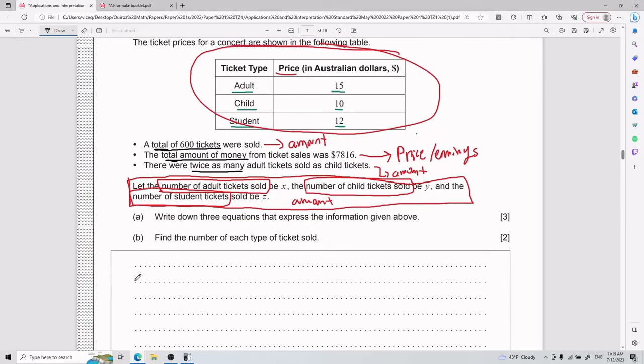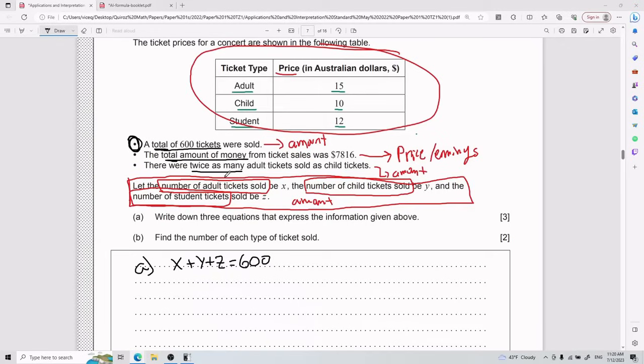So for this first equation, using this information here, total of 600 tickets were sold. Since X, Y, and Z are all amount of tickets, that means that all my adult tickets plus all my child tickets plus all my student tickets has to equal 600. Okay, now we're getting somewhere, right?